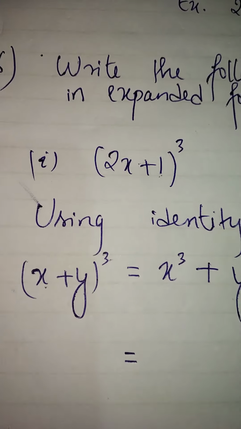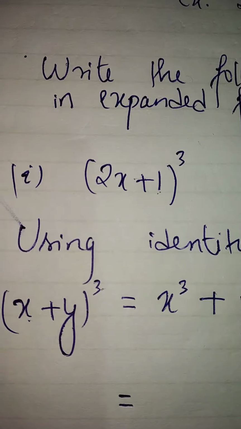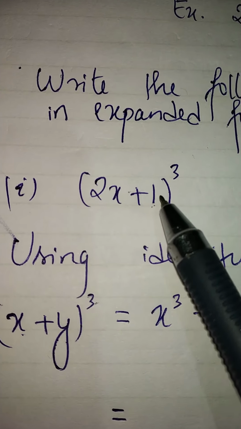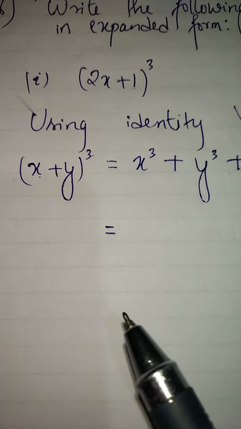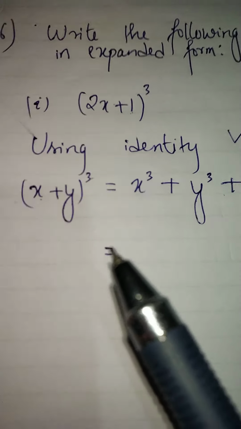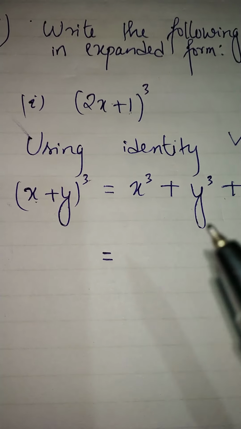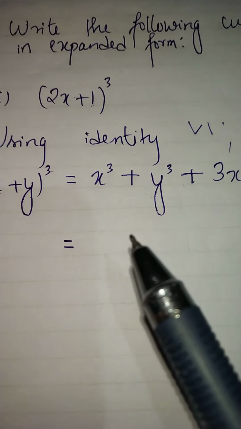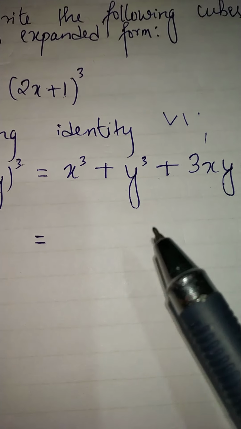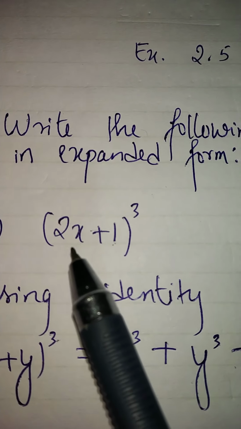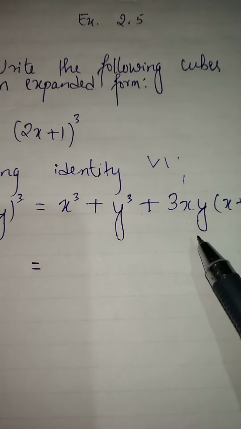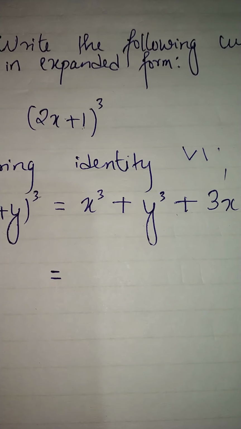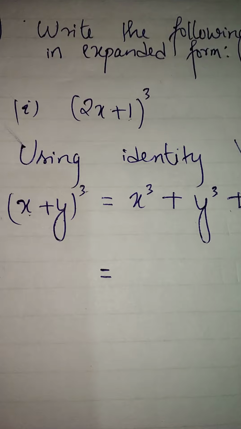Now students, in this question we are asked to write the expanded form of this cube. That means we have to expand it, and in order to expand this we should substitute the values of x and y in which side? Is it in the left hand side or in the right hand side? It's in the right hand side. We should substitute the values of x and y in the right hand side. Then only we will be able to get its expanded form. Is it clear?